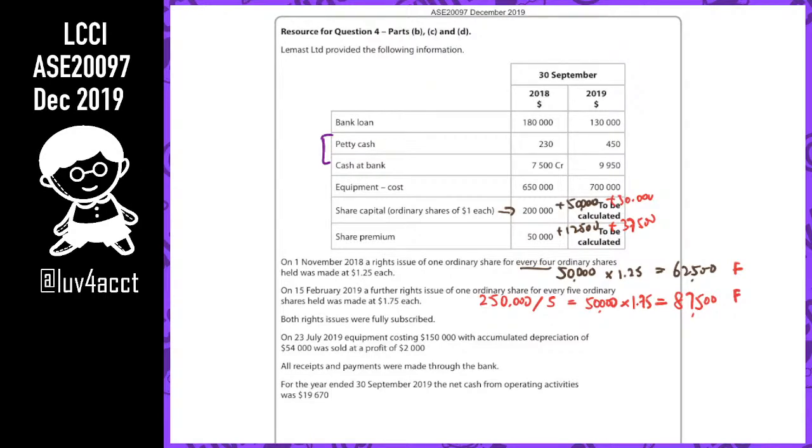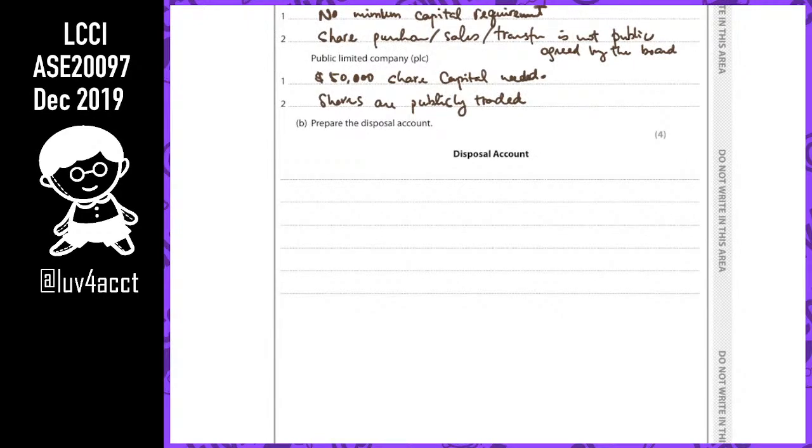Both rights issues were fully subscribed. On the 23rd of July, equipment costing 150,000 with accumulated depreciation of 54,000 was sold at a profit of 2,000. The profit is given to you, and that's why we can work on the disposal account. 150, 54, and then 2,000. So let us look at the disposal account.